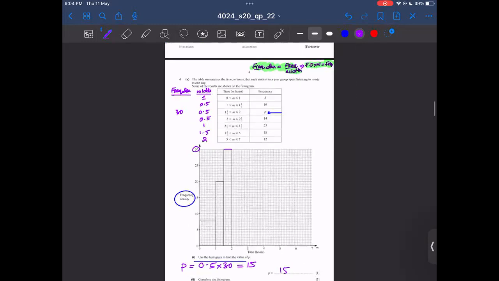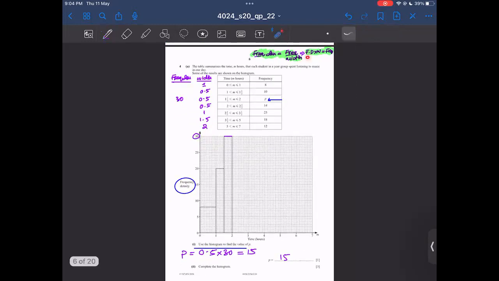I'm again repeating it. Frequency density multiplied by width will give you frequency. The frequency over here is P. Frequency density is 30 from the diagram, and width is 0.5 from the table. So when I multiply, I'll get the answer 15. The value of P is 15.